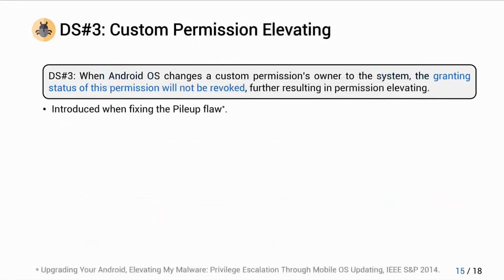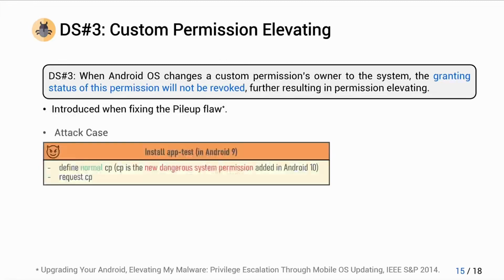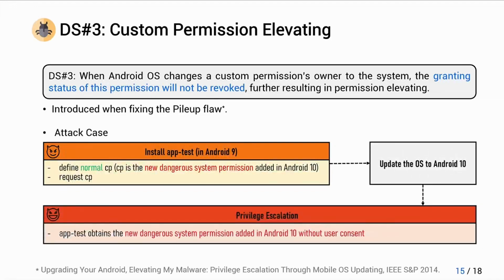Shortcoming number 3 is custom permission elevating. We found that when Android OS changed the custom permission's owner to the system during the OS initialization, the granting status of this custom permission will not be revoked. This shortcoming is introduced when Google fixed the pile-up flaw found by previous research. Exploiting this shortcoming through app installation and OS update operations, an adversary can get a new dangerous system permission added in Android 10 without user consent.